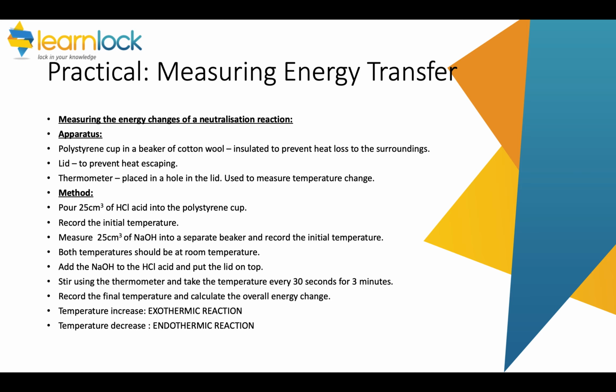So in this example, we're measuring the energy change of a neutralization reaction. You pour 25 centimetres cubed of acid into the cup and record the initial temperature first. You'll then also measure out 25 centimetres cubed of the alkali, in this case sodium hydroxide, in a separate beaker, and record that temperature. Both temperatures should be the same at room temperature, around 25 degrees.